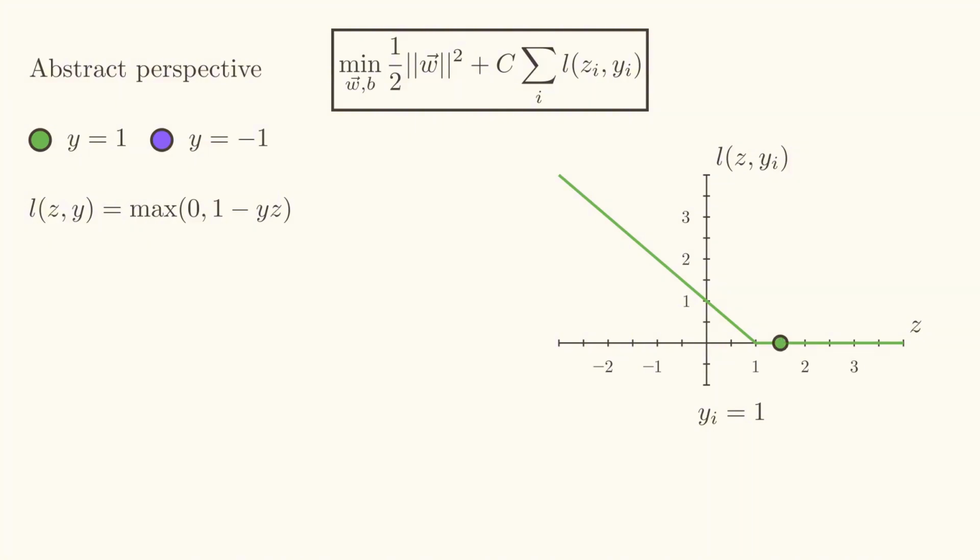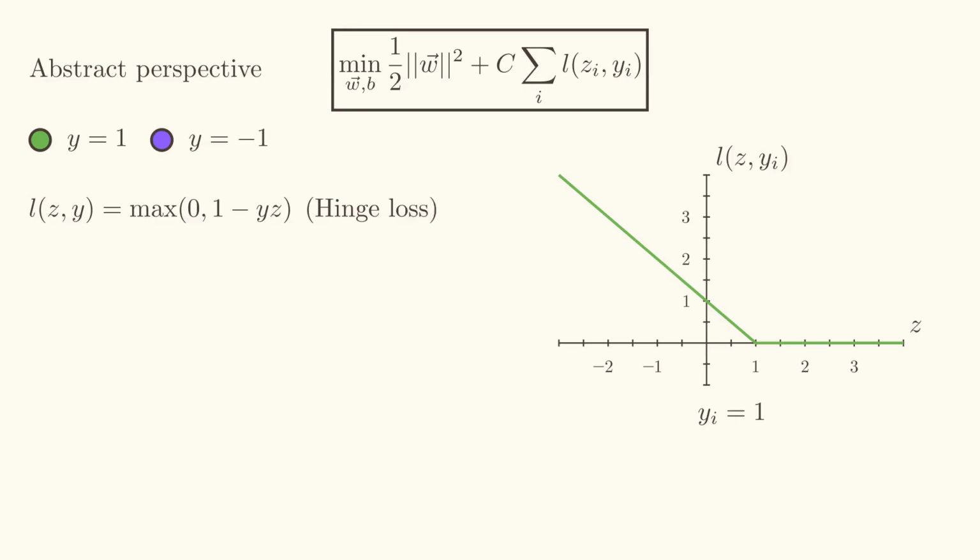Consider a sample with label y equals 1. This loss function states that as long as our classification decision is correct and clear-cut, we get a loss of 0. As soon as z drops below 1, the loss is strictly positive, even if the classification decision would still be correct. And of course, for negative z values, the loss increases linearly the further we move away from 0. This loss function is called the hinge loss.